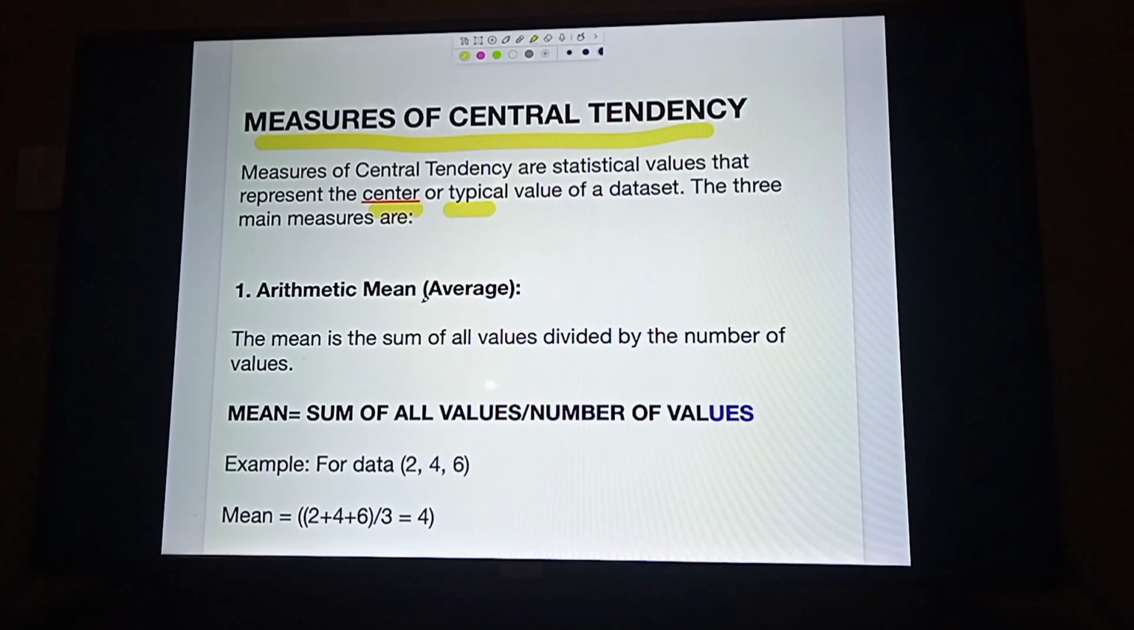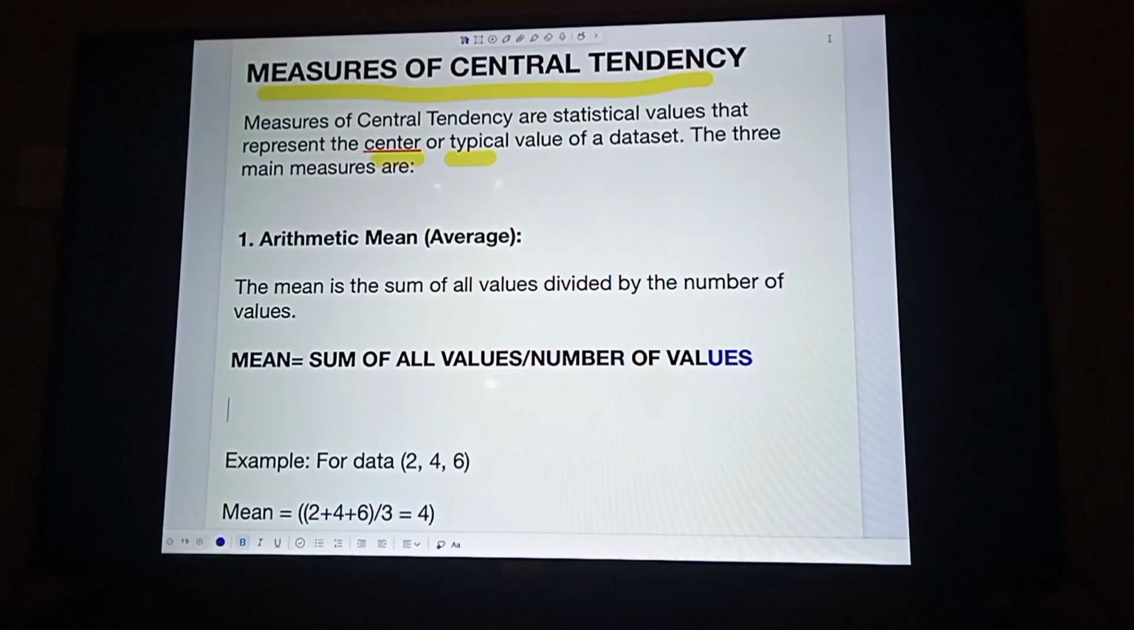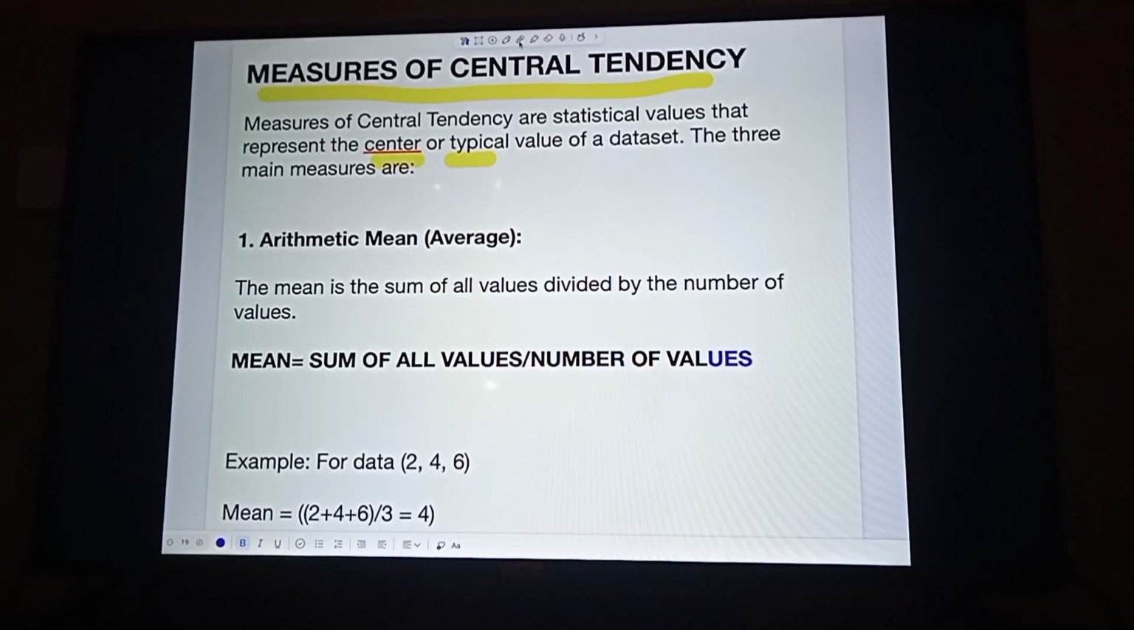In this lesson, I'll show you what each one means, how they are calculated, and when to use them. So let's begin. First, let's start with the arithmetic mean, the first measure of central tendency. It is defined as the sum of all values divided by the number of values.